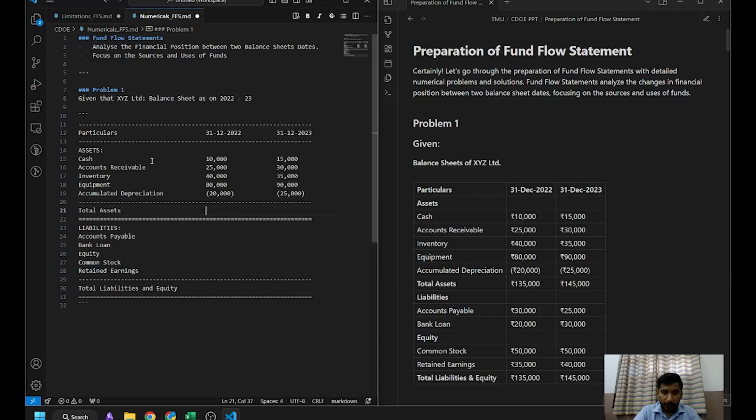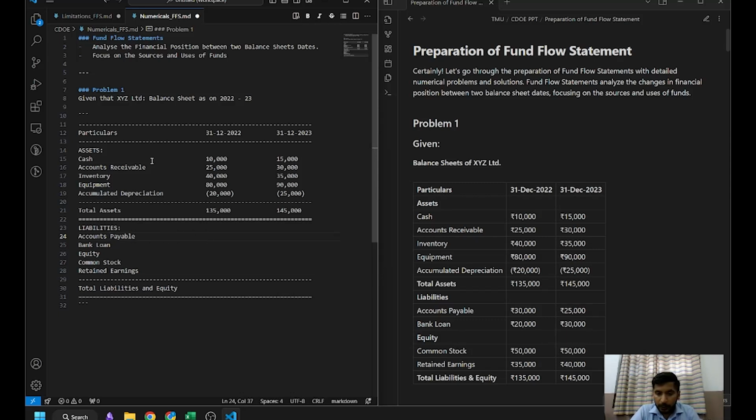which makes our total assets 1,55,000 for the year 2022, and 1,45,000 for the year 2023. Okay. Now let us just move to the liabilities side.